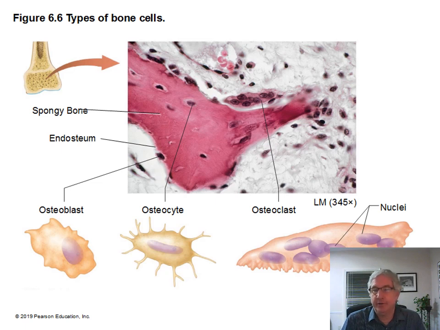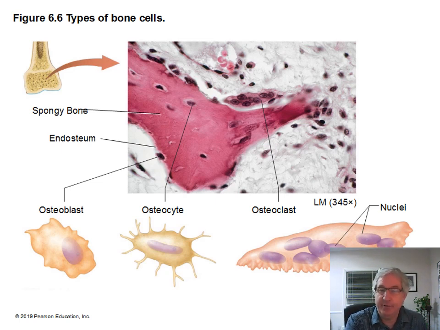This is showing a photomicrograph of an osteoclast, and you can see all the nuclei that are in it. So there's your osteoclast. Here's an osteocyte that's inside a little lacuna there. Here's an osteoblast, which is on the outside, and so that's foreign bone, and the osteoclast is breaking it down.